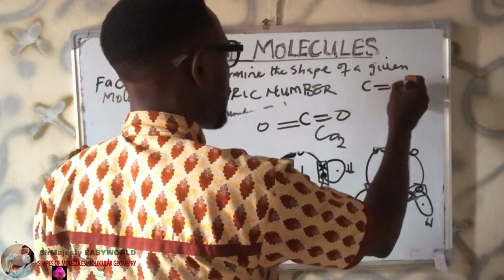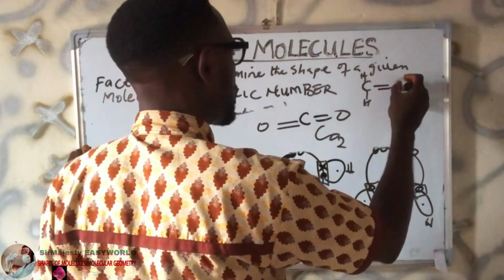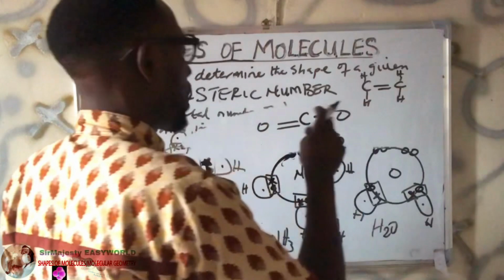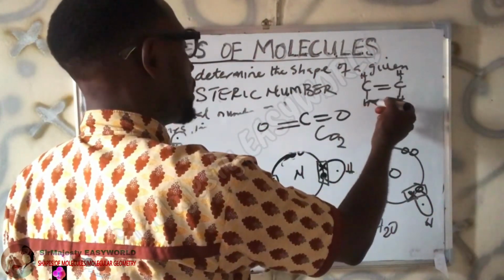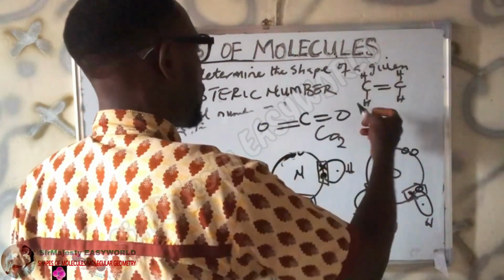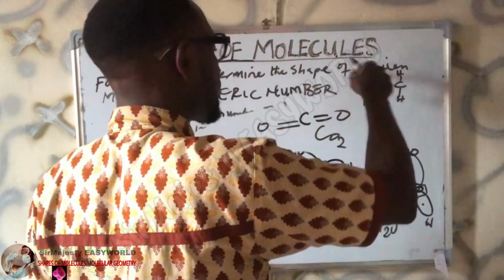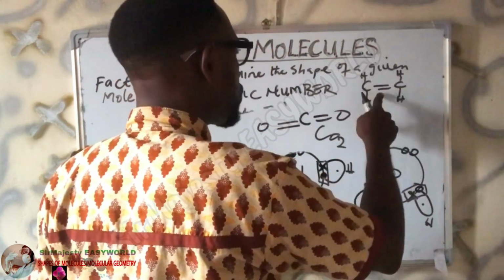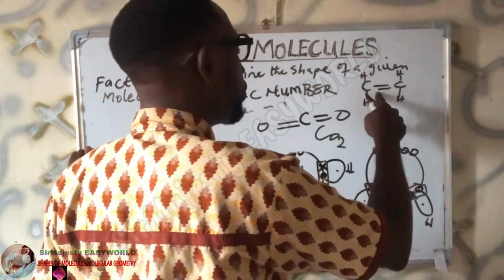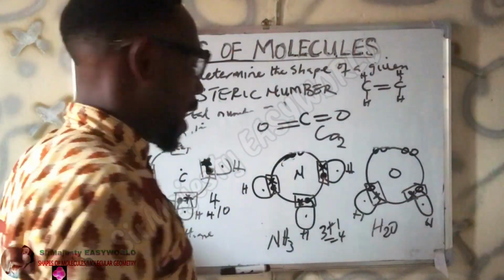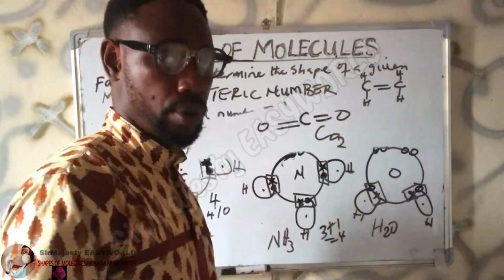See what I mean? If I have such a structure like this, and I want to count, look at the central atoms. Is it bonded to how many other atoms around? This carbon is bonded to 1, 2, 3. So the steric number of each carbon here is 3. Even this one is 3 also. So in this case, if you want to count the bonds, don't count this 1, 2, 3, 4. No, double bonds are counted as 1 because pi bonds are not counted. Even a triple bond, you take it as 1 because it's only the sigma bonds that are counted.